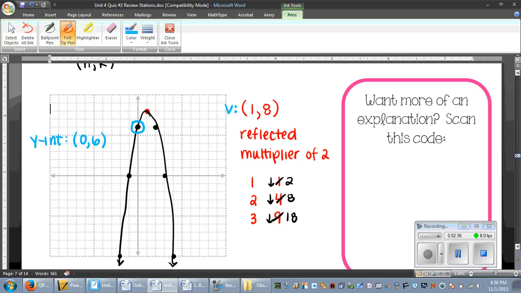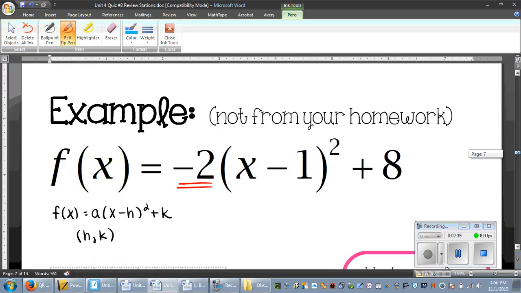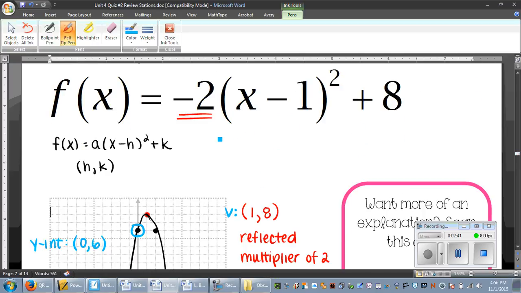But we've also discussed how you cannot always see this point on the graph. If I go back to the original equation and I substitute 0 in for x, I can evaluate. 0 minus 1 is -1. When I square that, I get +1. I multiply by -2, and I add 8, and I end up with the same number, (0, 6).